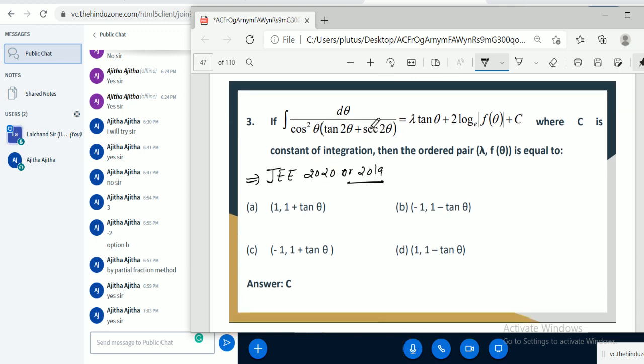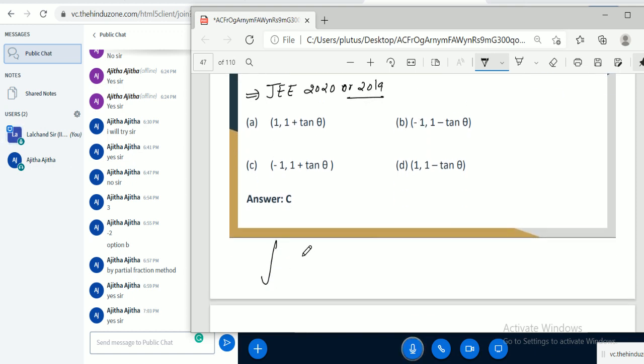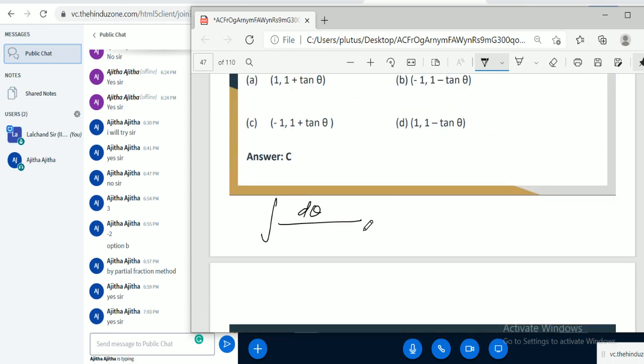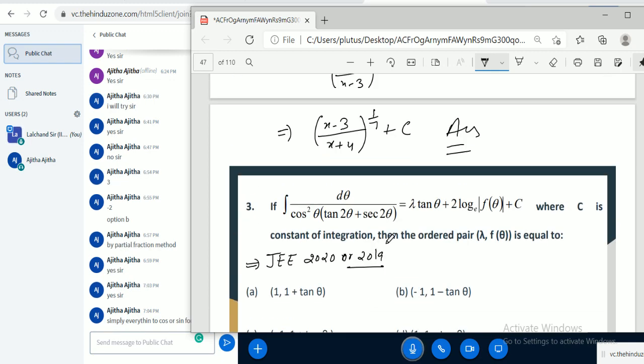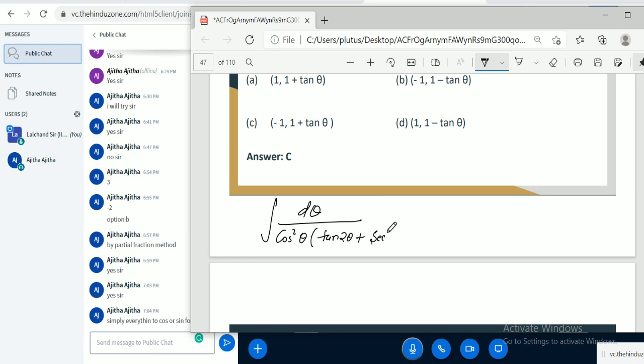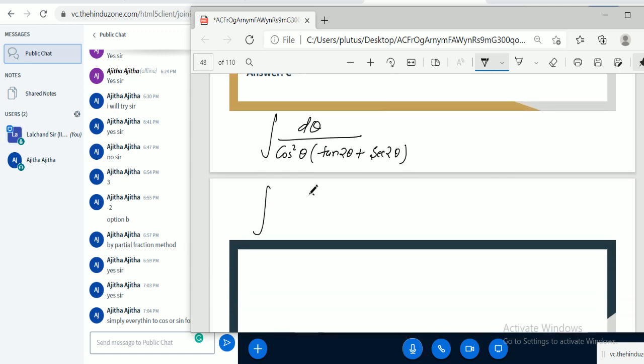Okay. First we need to simplify this term, this bracket. So if you simplify this, we have integral of d theta by cos square theta, tan 2 theta plus sec 2 theta. Yeah, we are trying to simplify everything in terms of cos and sine. Absolutely right. Okay. So let us transform this. This is d theta and this is cos square theta.